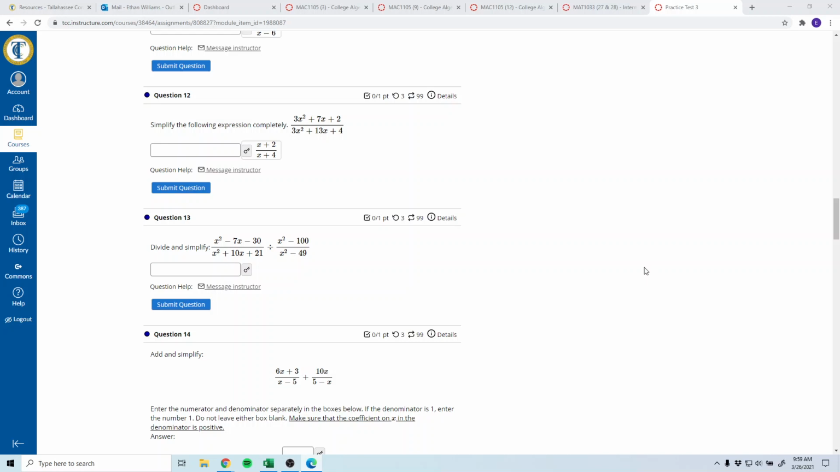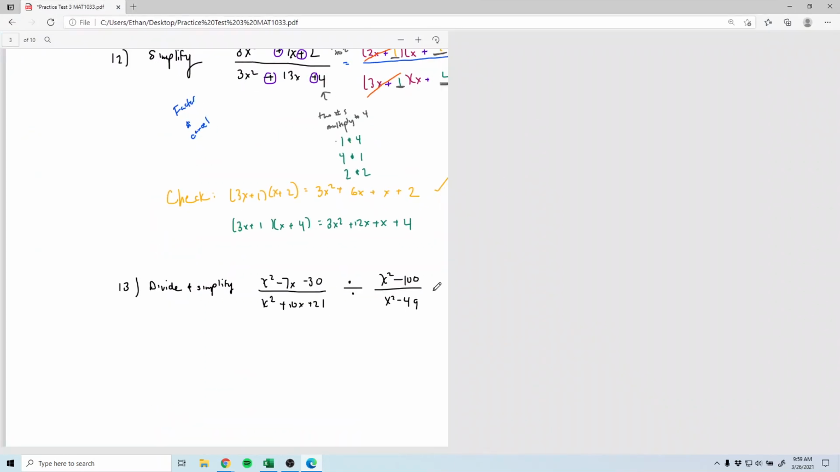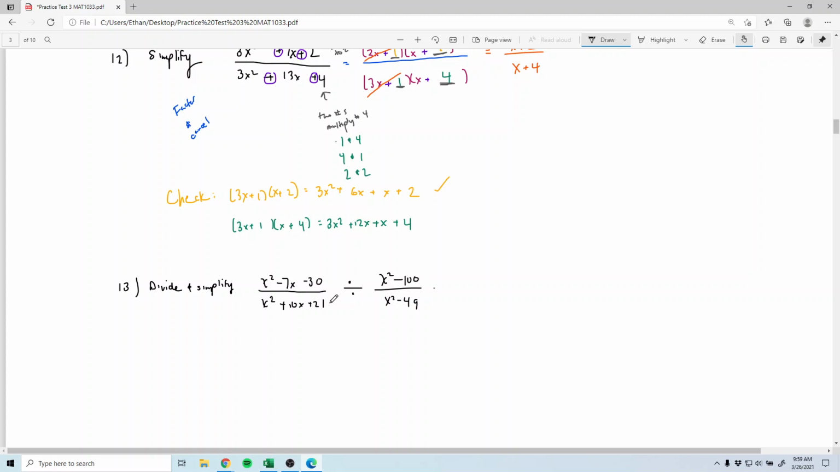Well, the idea here is the same, it's just a more complicated version of the previous two. We need to factor everything, cancel out. The issue is, for me, I'd never like to have division with fractions. So fraction divided by a fraction, I hate it. But we can change the division to multiplication if we flip the second fraction.